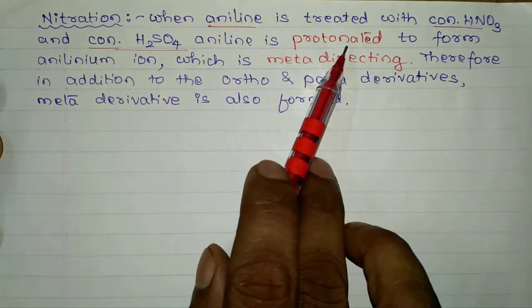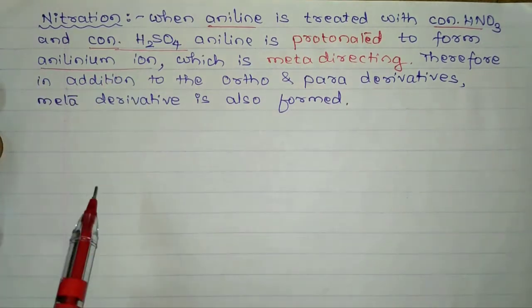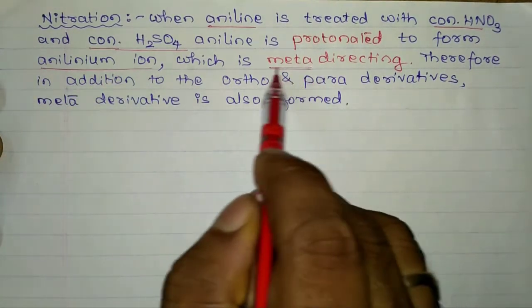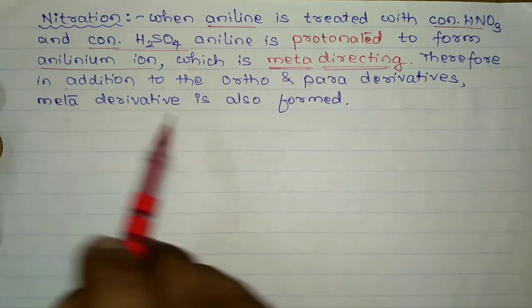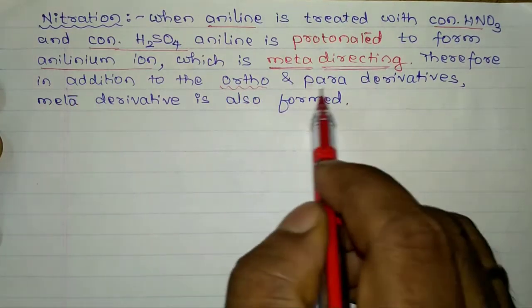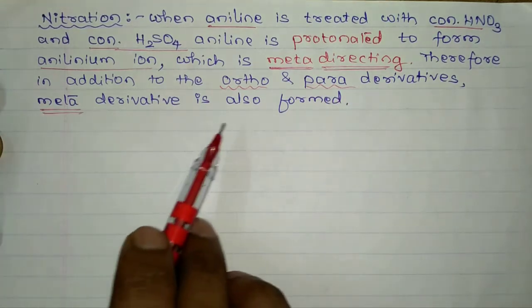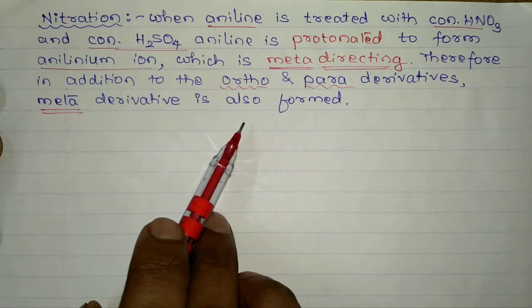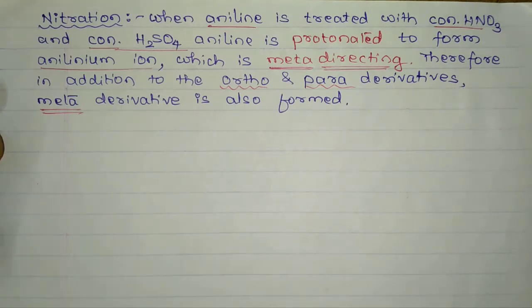Aniline gets protonated to form anilinium ion, which is meta-directing. Therefore, in addition to the ortho and para derivative, meta derivative of aniline is also formed. Now we'll write this reaction.